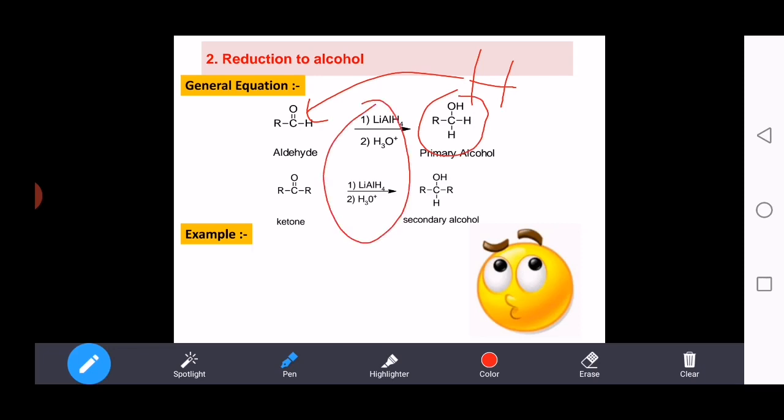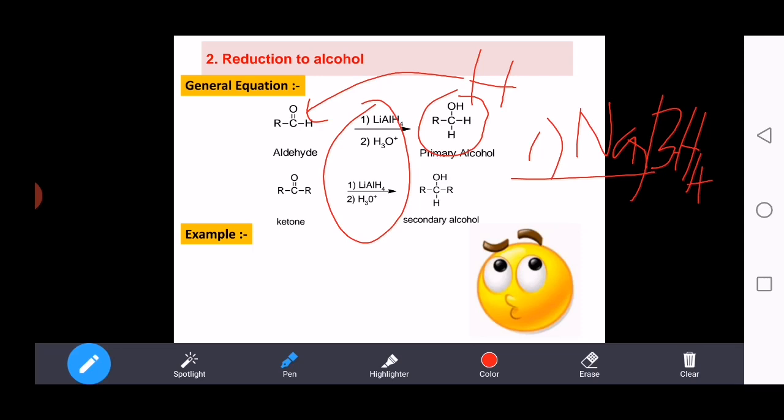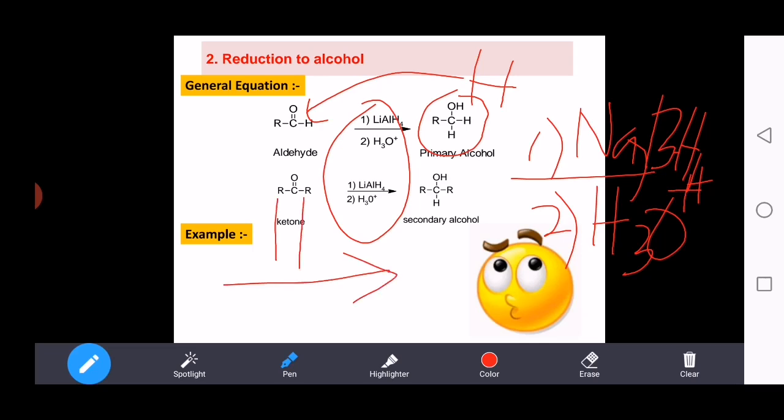So ini yang tengah ni adalah dia punya reducing agent. Tak kisahlah nak guna lithium aluminium hydride ke, nak guna NaBH4 ke. So kalau guna ni dia kena followed by dengan H2O plus. Ataupun nak guna hydrogen. So kalau nak guna hydrogen dia macam ni lah. Maksudnya sebelah kiri tu ada aldehyde tambah dengan H2, lepas tu ada nickel as a catalyst kat atas ni.